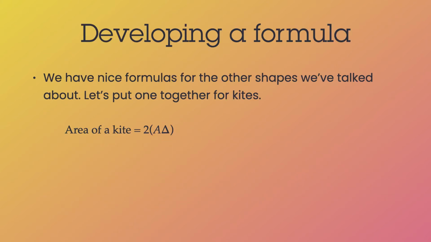Now, we have nice formulas for the other shapes that we've talked about. Let's go ahead and put together a nice formula for kites. So you can just have one formula on your reference sheet and just go for that. So we know we found the area of that kite in our example by using 2 times whatever the area of that top triangle was. And we know the area of a triangle is 1/2 base times height. So let's substitute that in and see what this looks like for a second.